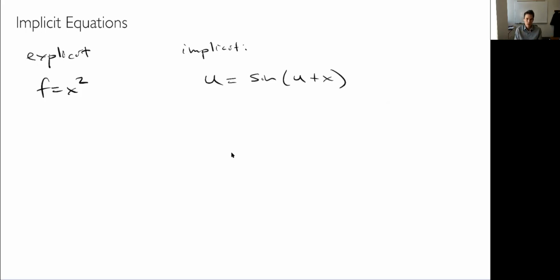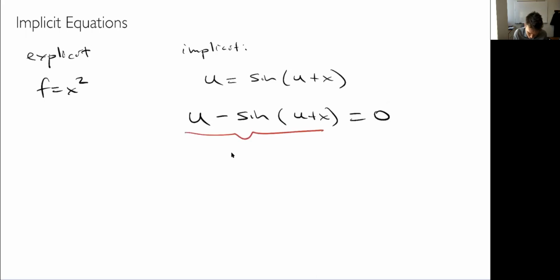A common way to write this is that we always move everything to one side. We write this in a residual form. So I could say, for example, u minus sine of u plus x equals 0. We can do that with any implicit equation. We can always move everything to one side, and we just call this a residual equation. This term here we call the residual r, and it's going to be a function in general of both x and u. x is going to be our inputs, which we're used to. u is a new thing here. That's what we'll call a state variable. R is a residual.